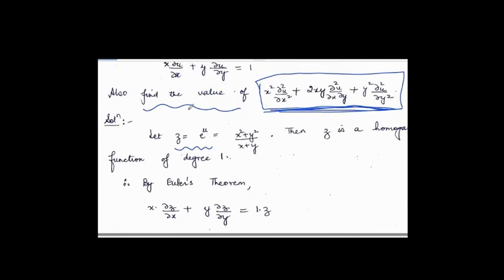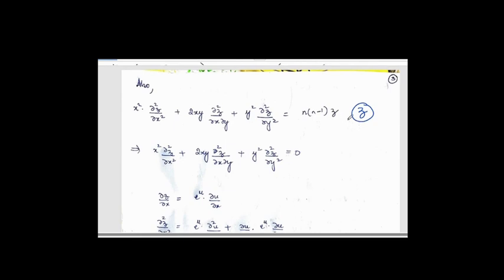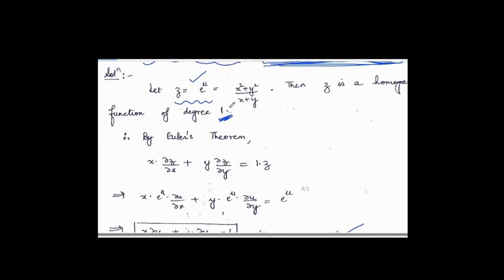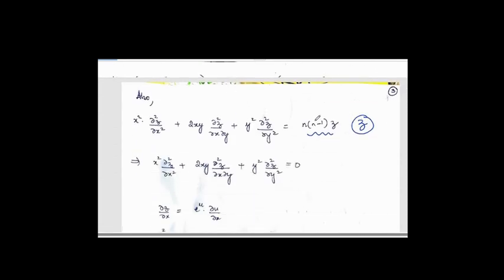Now since z, which was e to the power u, is homogeneous of degree n, you can apply the result to z here. So x square del 2 z by del x square and so on. But what was the degree of this function? The degree was 1. So n into n minus 1, since the degree is 1, is 1 into 1 minus 1. So this becomes 0. So you have got this expression because z was homogeneous, so you could apply the result to z.